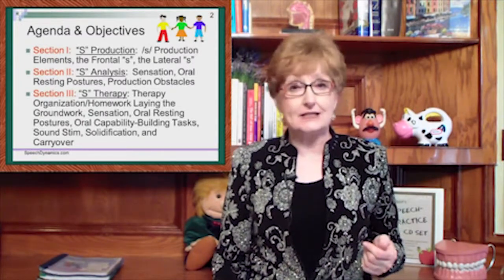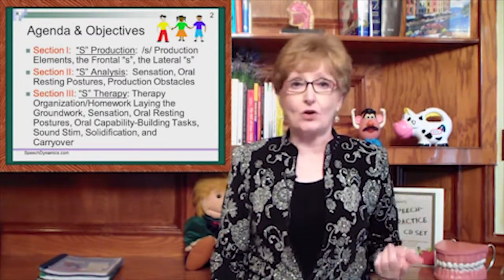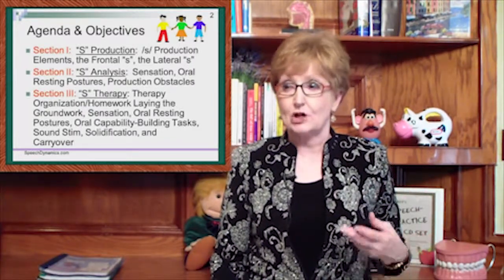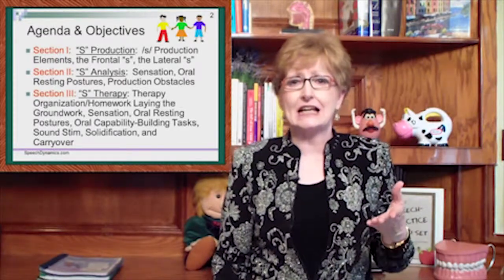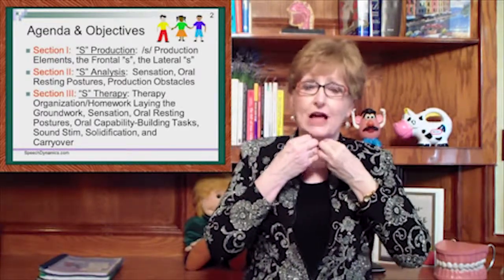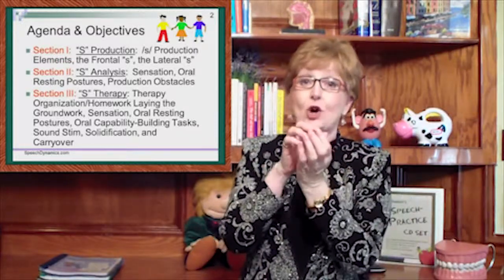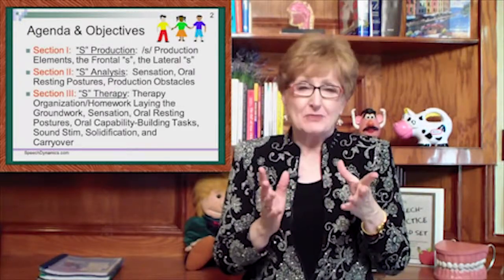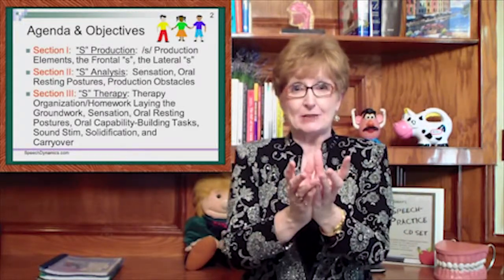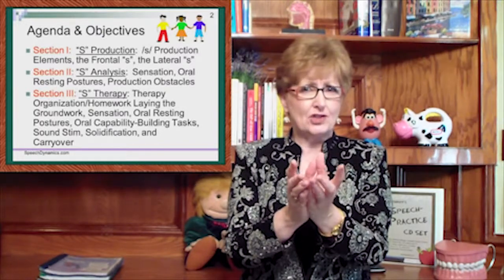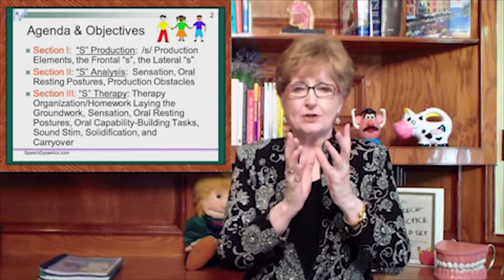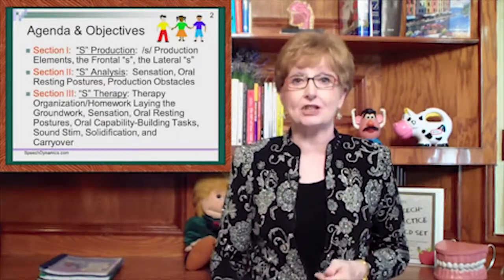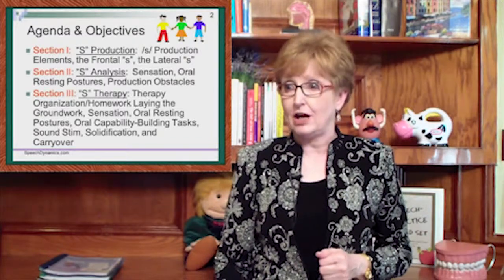Section 2, S analysis. That includes sensation, oral resting postures, and then also production obstacles. Production obstacles includes things like, if you have a child with large tonsils, or a narrow dental arch, or a major open bite, those kinds of things that could really make it difficult. I call them obstacles because sometimes you have to analyze them and say, can the child overcome those obstacles and produce a really good S, or what can we do to go around? And I call that compensation therapy, and we've got lots of good information on that.